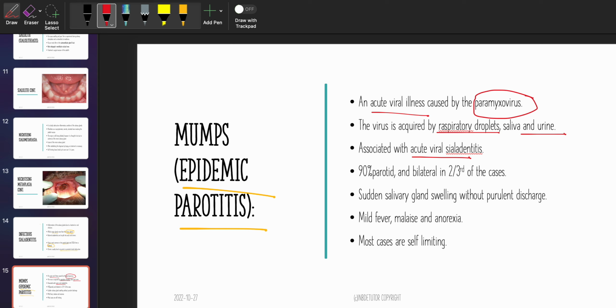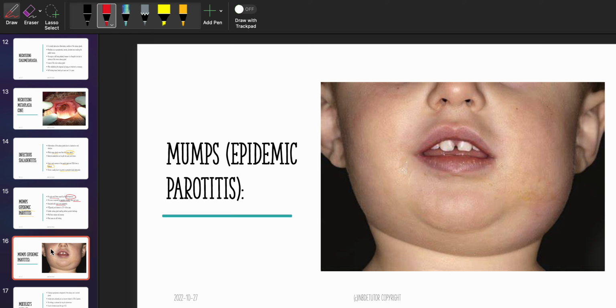So, what are the symptoms? There will be sudden salivary gland swelling, but without purulent discharge. So there is going to be no discharge here. Other symptoms associated with mumps are mild fever, malaise, and anorexia. Most cases are self-limiting, and they are commonly seen up to 14 years of age. This is just a picture of mumps, and you can see a parotid gland swelling in a child, also known as epidemic parotitis.